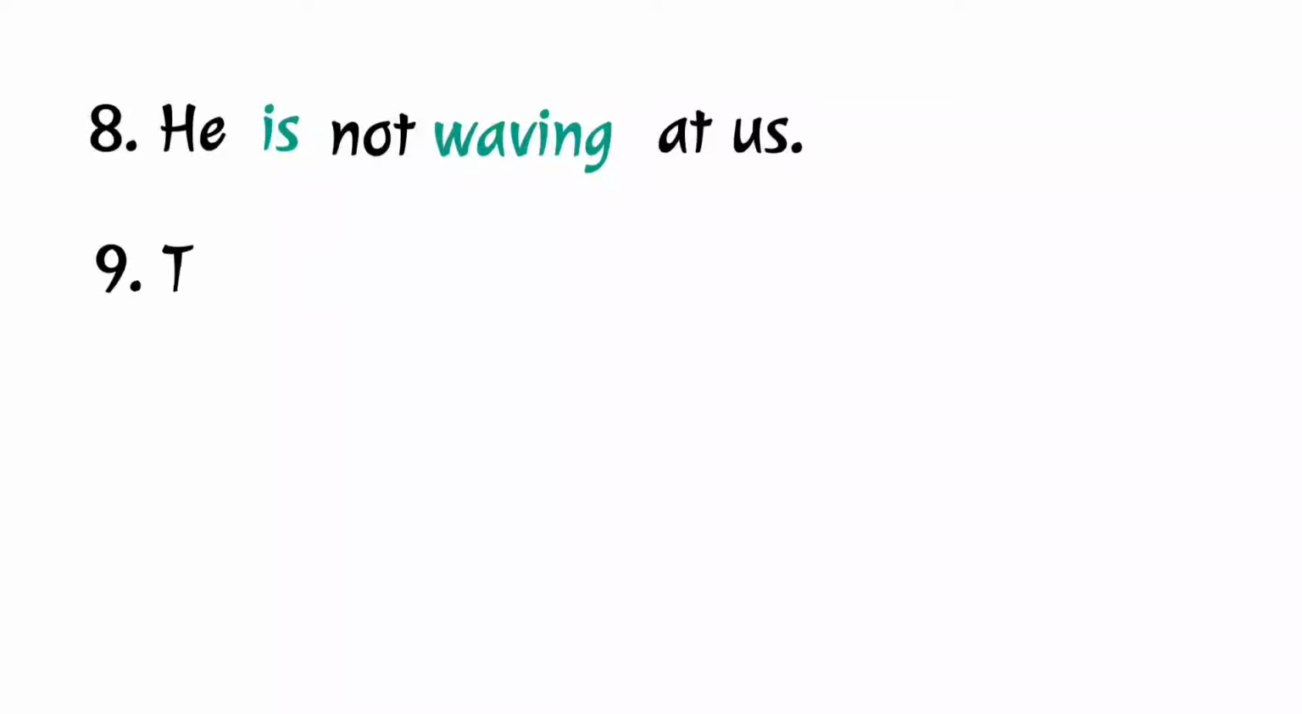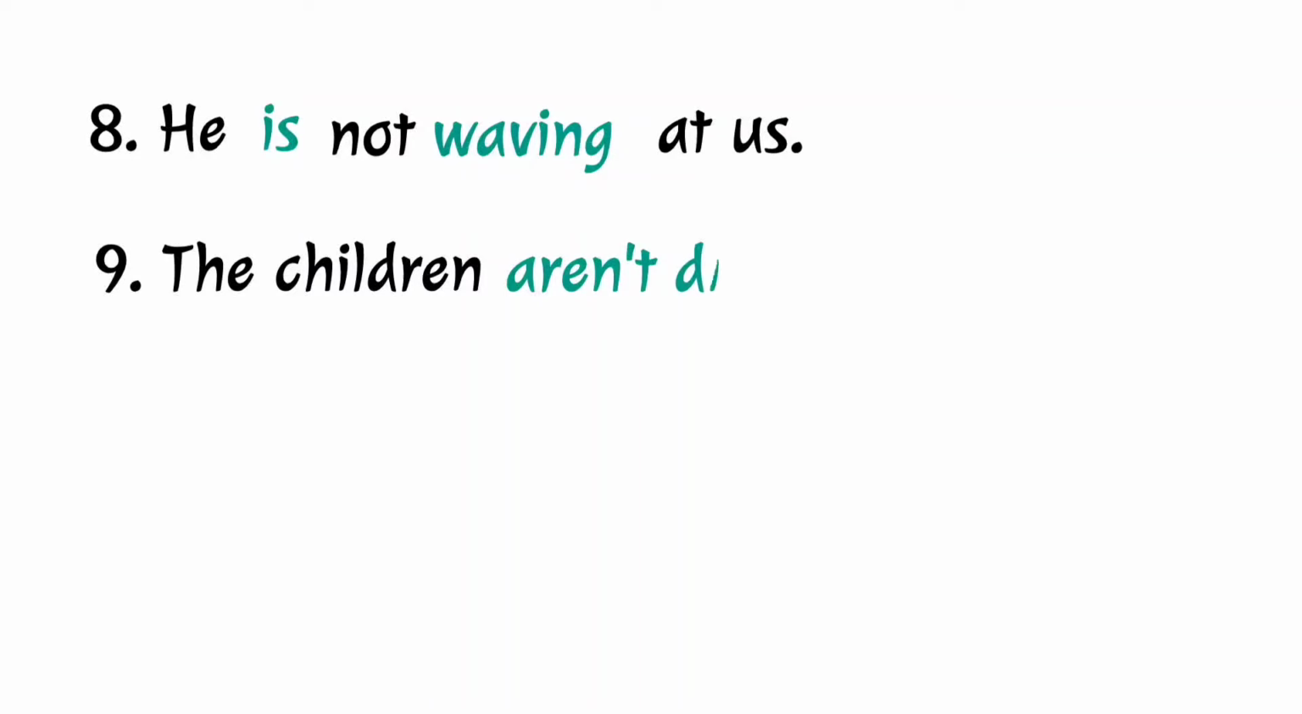Now let's see how to use the negative form of present continuous tense. So it is just by using not after am, is, or are. He's not waving at us. So the verb is waving, but after is we use not. He is not waving at us. It means it is in the progress now that he is not waving at us. Maybe he's just doing something with his hands.